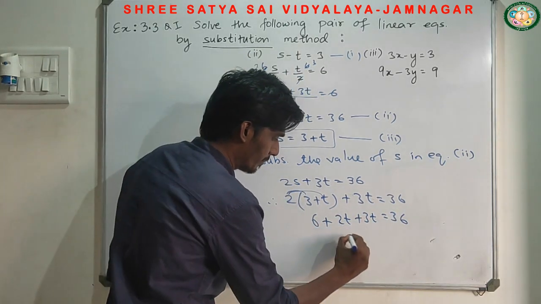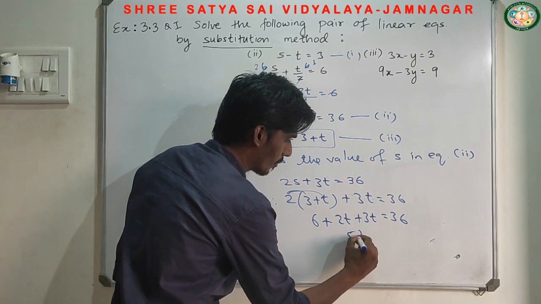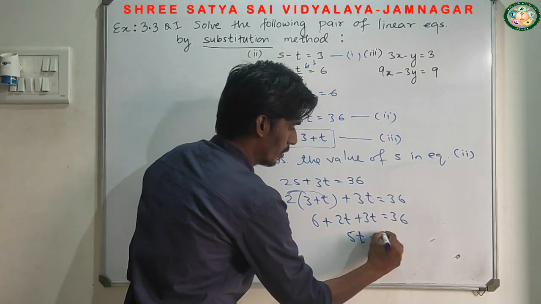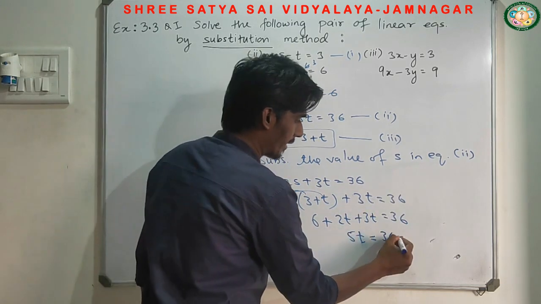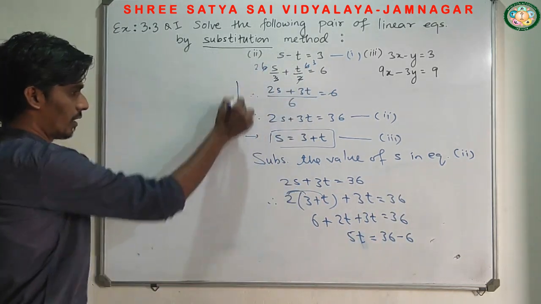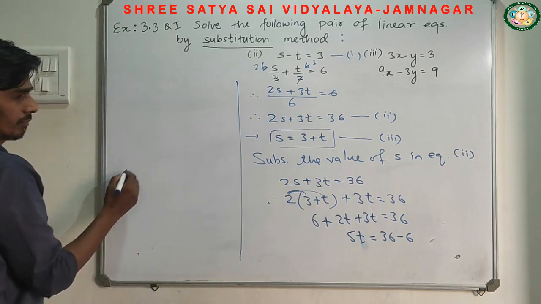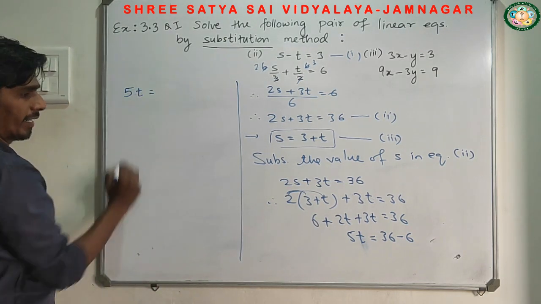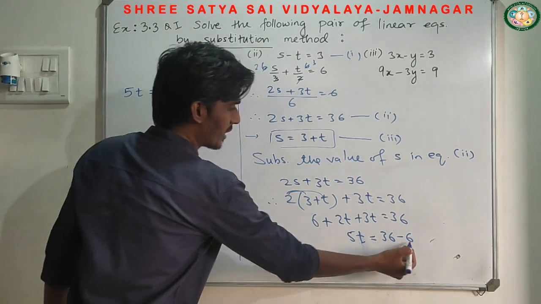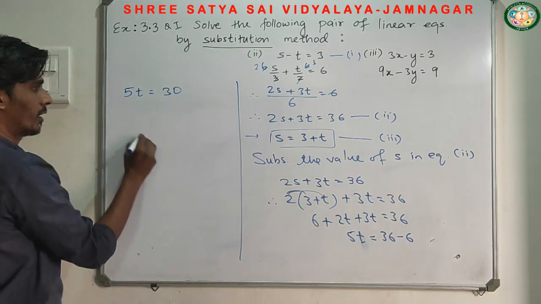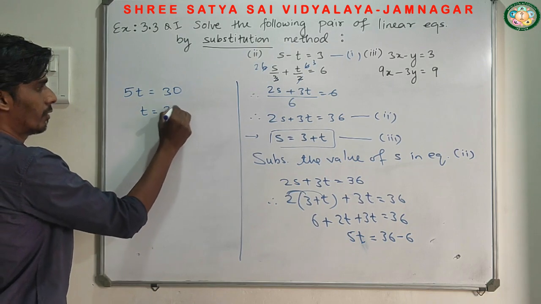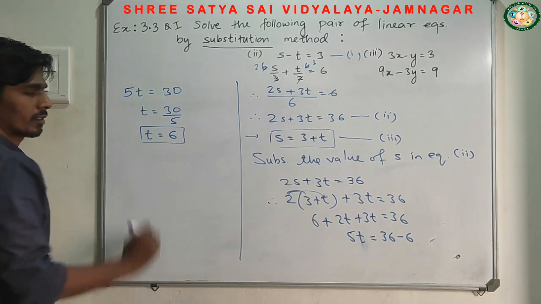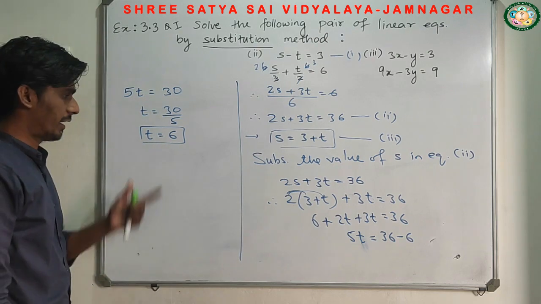2t plus 3t is definitely 5t, equals 36. 6 will move to that side and get subtracted. Let's complete half of the sum here. So 5t equals 36 minus 6. It's 30. So I can say that t equals 30 upon 5. t equals 6. I got the value of t here.